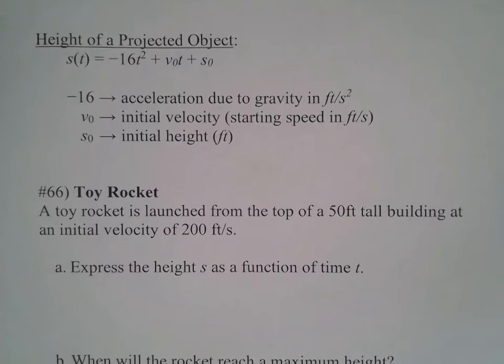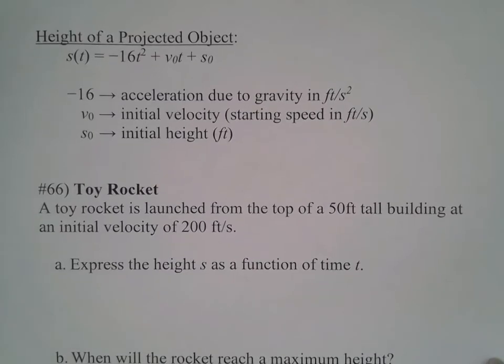The coefficient for the x, or the t in this case, is the initial velocity or the starting speed. So if I throw it, whatever speed I throw it at would be that v0. If I drop it, I don't throw it, I don't put any force behind it, I just let go, then that would be 0. And then the initial height is, right, how high does this object start out? Okay, and of course it's measured in feet.